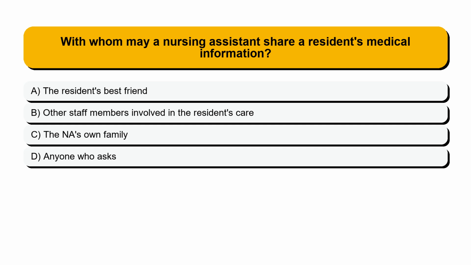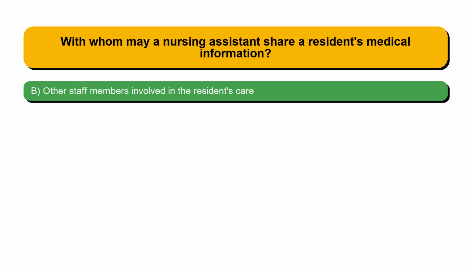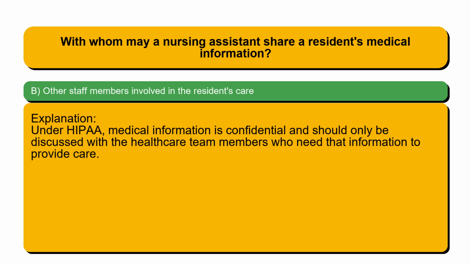Question 100. With whom may a nursing assistant share a resident's medical information? Option A. The resident's best friend. Option B. Other staff members involved in the resident's care. Option C. The NA's own family. Option D. Anyone who asks. The correct answer is option B. Other staff members involved in the resident's care. Under HIPAA, medical information is confidential and should only be discussed with the healthcare team members who need that information to provide care.